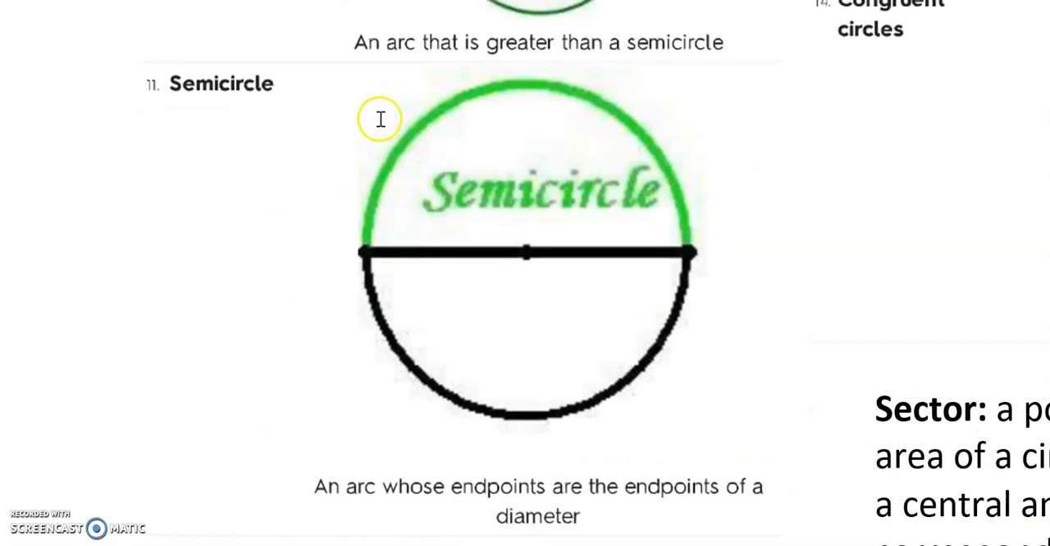A semicircle is exactly 180 degrees. It is an arc whose endpoints are the endpoints of the diameter.